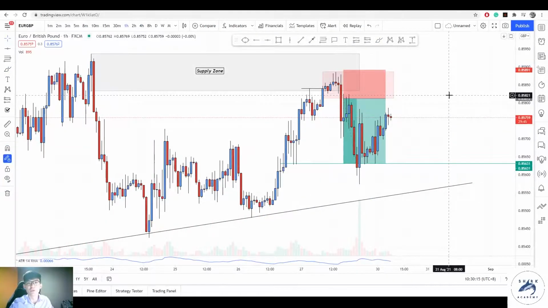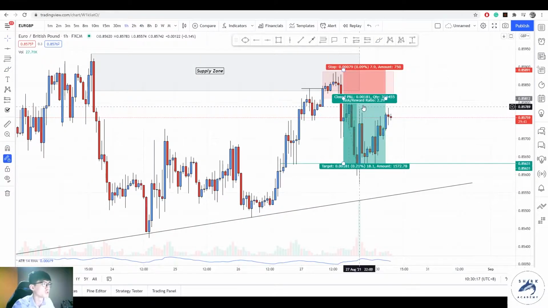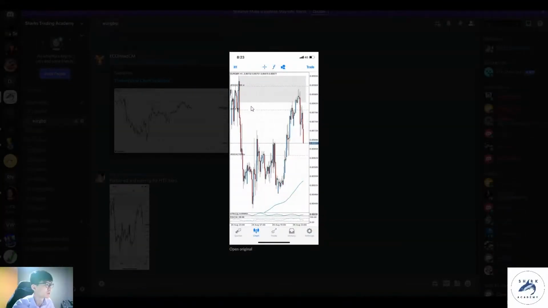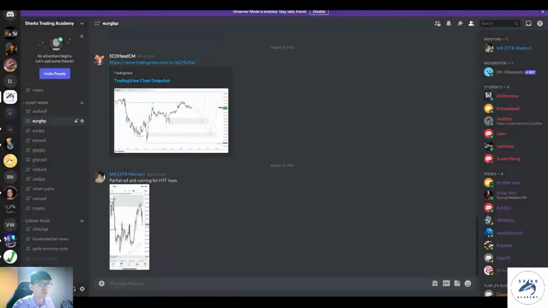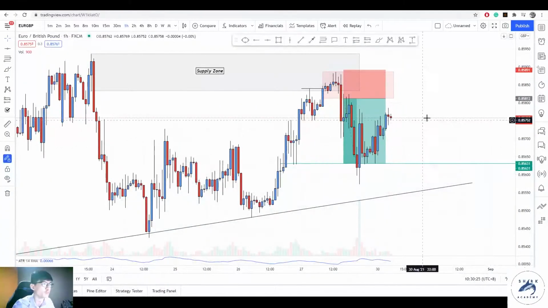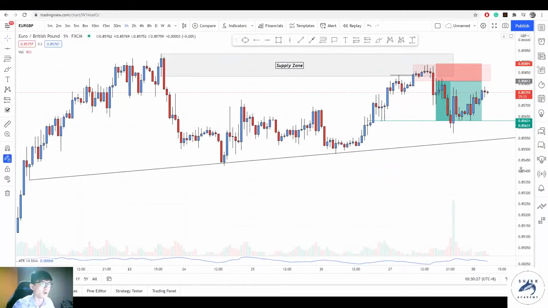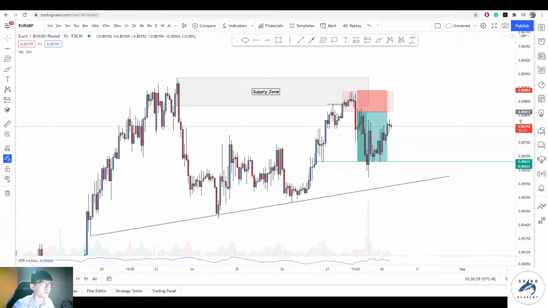So next up we have the Euro Pound, and you can see how we actually caught a sell move on Friday. So this was the take profit area, and we met targets for 1:2.3 trade. So how did we actually come across this trade, right?